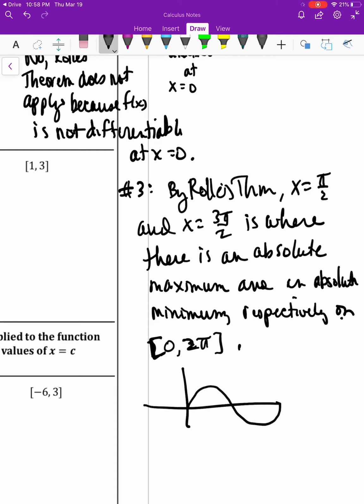Because you would have been talking about just that little piece from 0 to 2 pi of y equals the sine of x. And right here, at pi over 2, you have your maximum. At 3 pi over 2, you have your minimum.